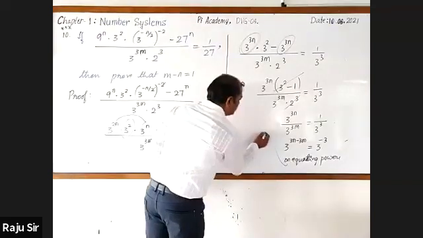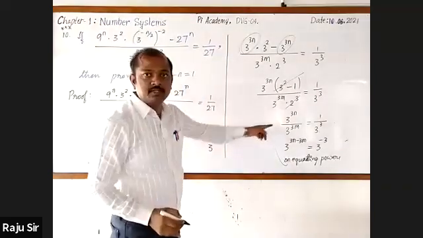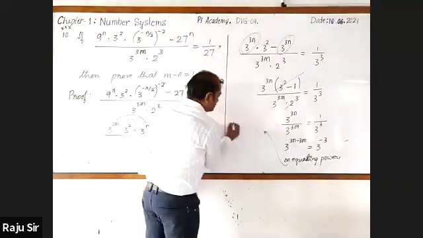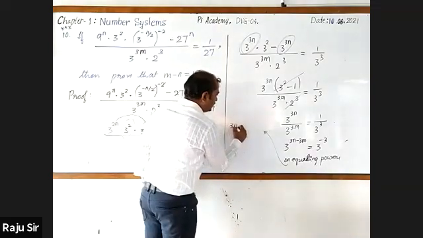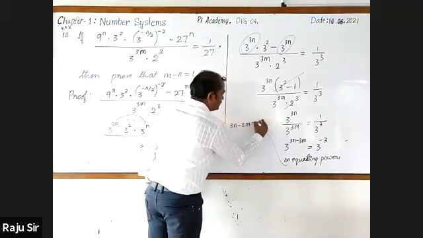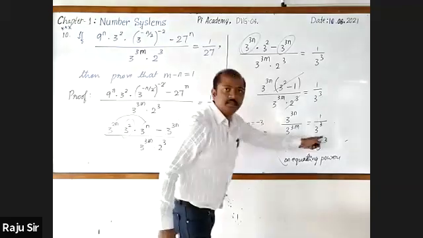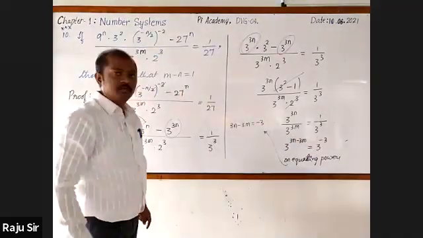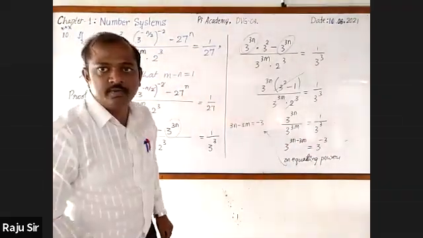I'll just write that here. If the powers are equated, you will get 3n minus 3m is equal to minus 3. Understood? Okay. Yes, sir.